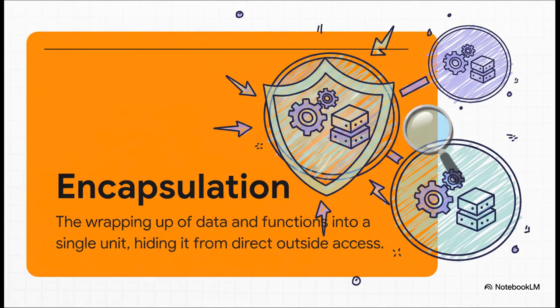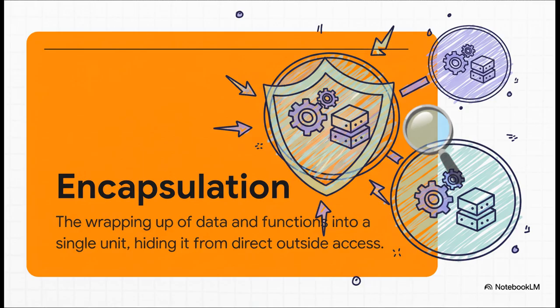Next up is encapsulation. The name kind of gives it away, right? It's like putting things in a capsule. This is the principle of wrapping up an object's data and the functions that work on that data all together into a single protected unit. And this is so important because it protects the data from being messed with from the outside.